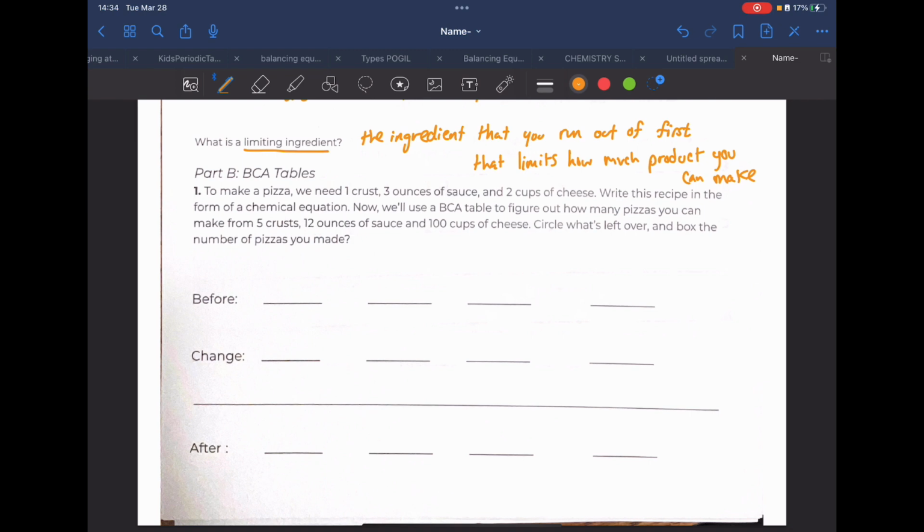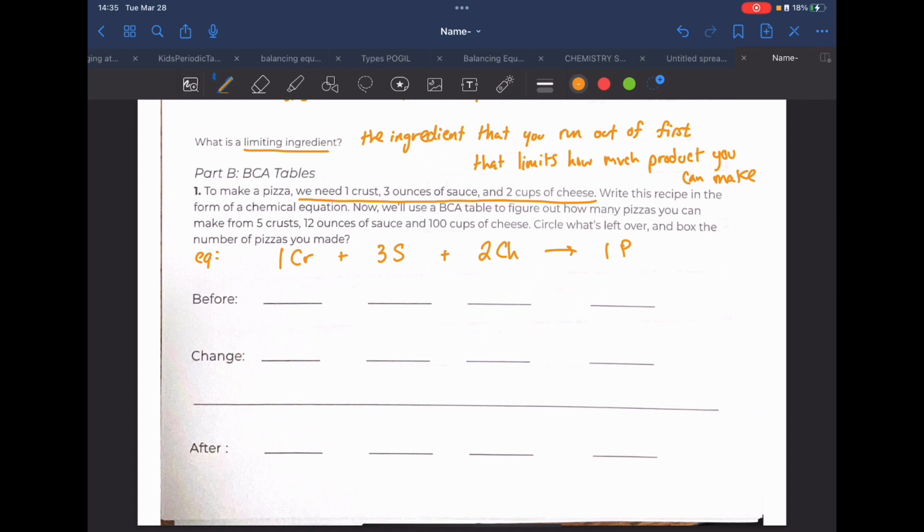And the first step of using a BCA table is to write the recipe as a chemical equation. And here's how I want to do that. So I'm going to read my recipe. We have 1 crust, 3 ounces of sauce, and 2 cups of cheese to make 1 pizza. And I'm going to write those ingredients as a chemical equation. So say 1Cr. I'm not doing this on the lines, I'm doing it above the line. There should really be another space right here. It says equation. 1 crust, 3 ounces of sauce, plus 2 cups of cheese yields 1 pizza.